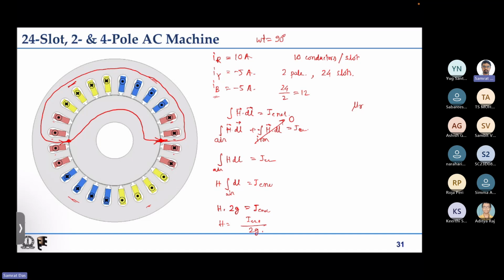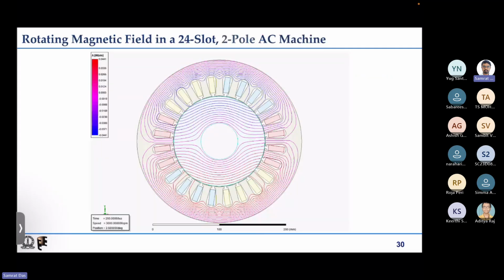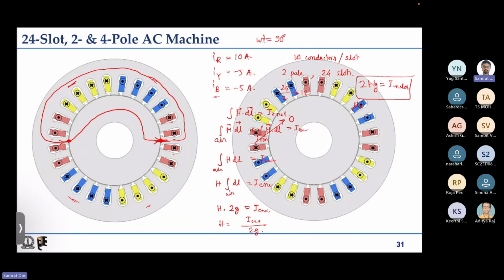So that is what we get. The takeaway from here is that 2GH is basically I enclosed. That is the key thing here. I'll remove the other things.